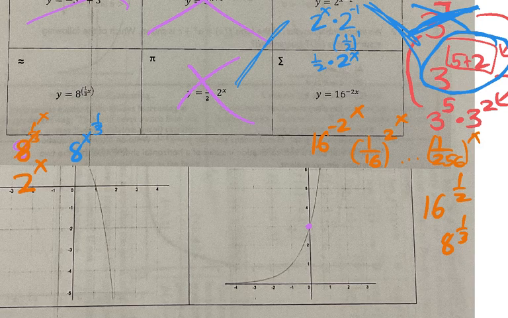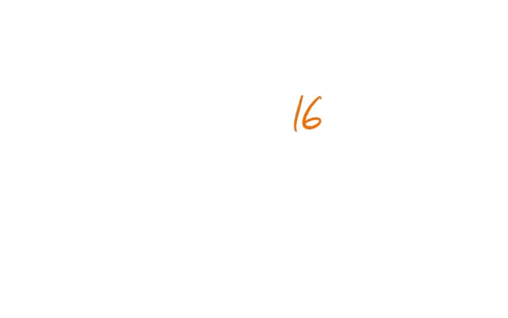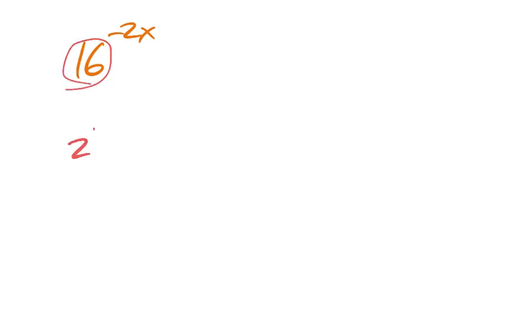Let me go to a new slide because this is a mess. So I've got 16 raised to the negative 2x. I'm going to start with writing it as 2 to the 4th. I don't know which one's right. I'm just picking that one first because it's the simpler base. So 16 is the same thing as 2 to the 4th, and this has to be raised to the negative 2x. We could write it as 2 to the 4th to the negative 2nd, then do that, but that looks like a staircase.